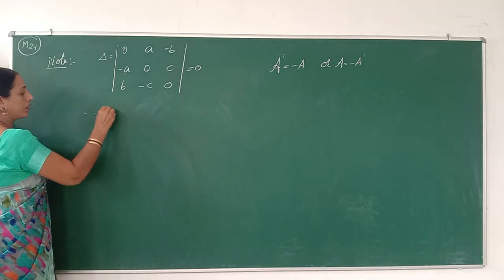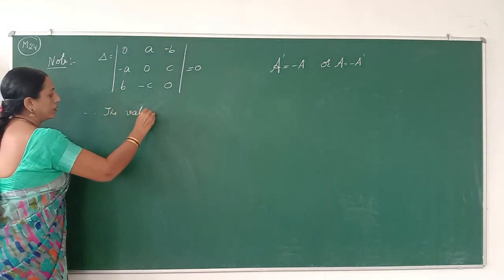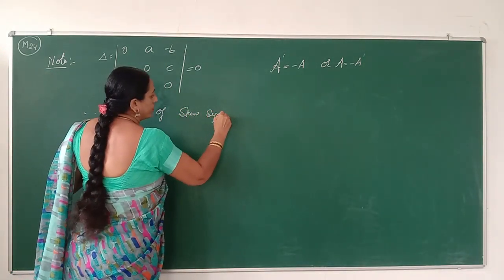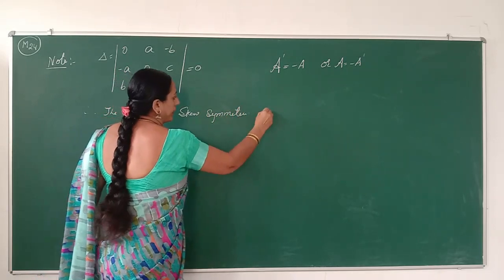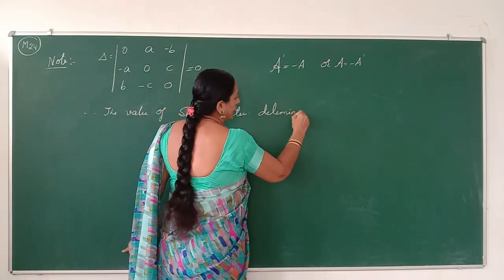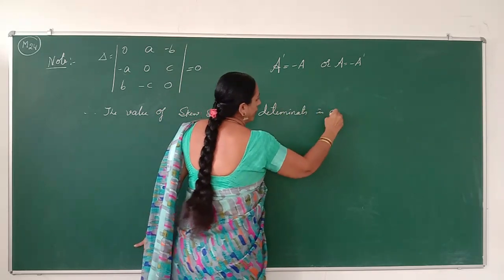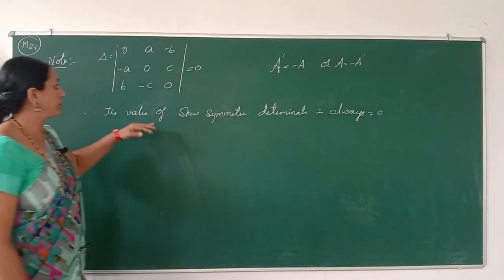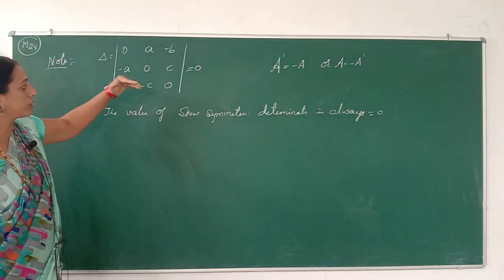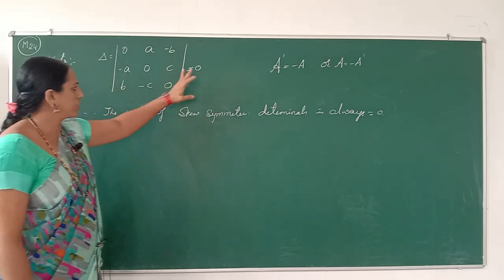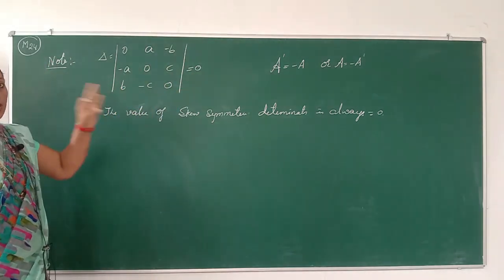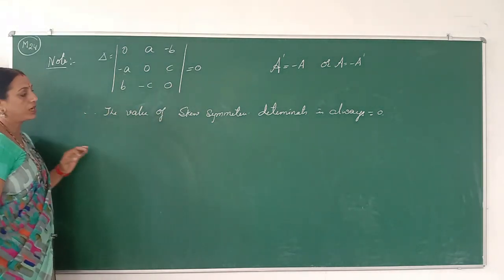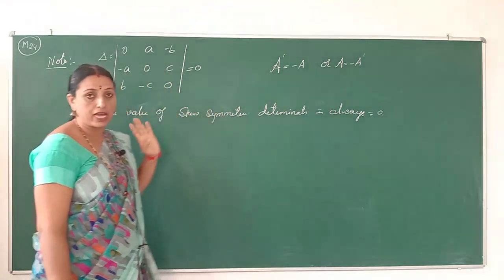Therefore, the value of a skew symmetric determinant is always 0. Always remember that. So if there are problems, without using any property or any calculation, it is possible to write that 0 is the solution of the determinant. But how to prove it? The determinant of a skew symmetric matrix is always 0.